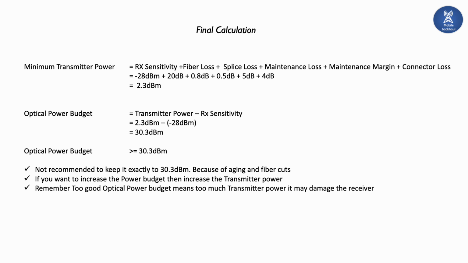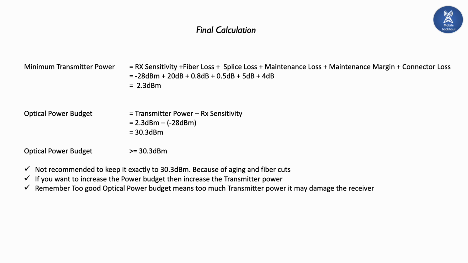Here it is mentioned. Okay, so what it means is, in future, due to fiber aging and future fiber cuts, in order to accommodate these future losses, we include a certain value in the calculation. So that is called the maintenance margin. This is called 5 dBm.